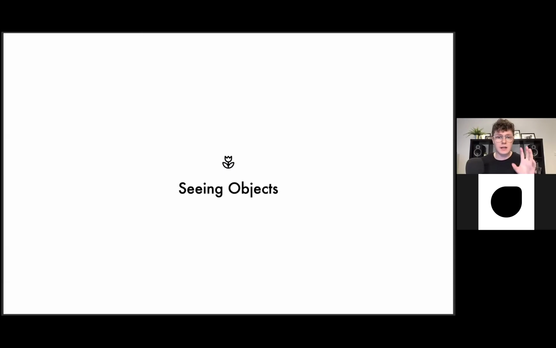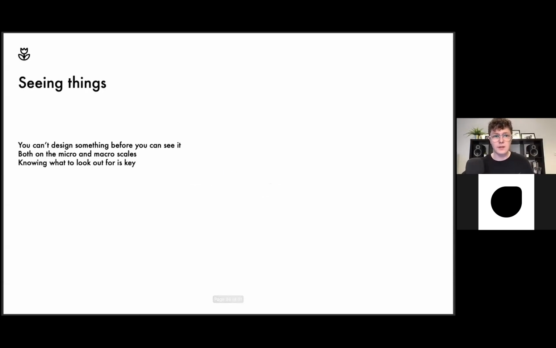So this next section, like I said, it's 3 sections of this webinar. That was the first section. This section now is all about seeing objects. And I think that seeing things, you can't design something before you can see it. And when I start to talk about the perceptions that we have, you can't understand these certain things before knowing what to look out for, right? So you can't see something without knowing what to look out for.